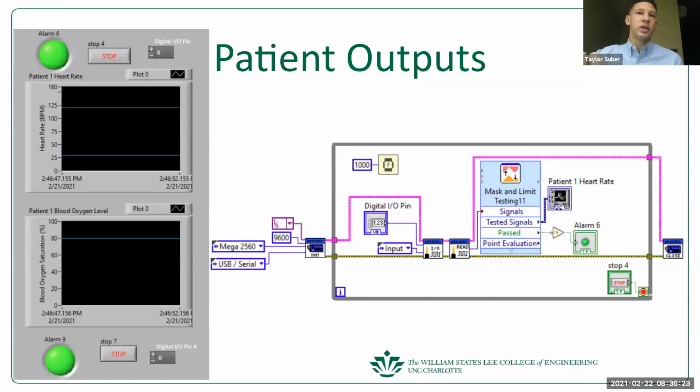So this is the patient output. The left side has two charts. There are more charts for each patient, but it's just set so that it'll be easier to fit. This shows the patient heart rate, which will be collected from the pulse oximeter, and then the blood oxygen level, which will also be collected from the pulse oximeter. The lines on the chart are for an alarm, which is the max and limit testing on the right, which is an alarm that would be set off if the heart rate gets too high or too low, as well as an alarm for the blood oxygen level getting too low.